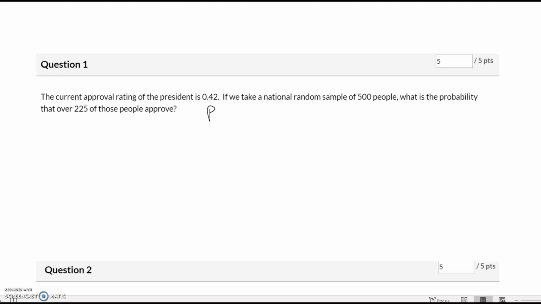We believe that to be the proportion, even though you could argue maybe it's some kind of sample. But what we're saying is that's the perceived proportion. And we're going to take a sample of 500 people and see what the probability is that over 225 approve. So I want the probability that p hat is greater than 225 out of 500. We could calculate that if we want. We just go to decimals. 225 out of 500. So what is that, 0.45, I believe?